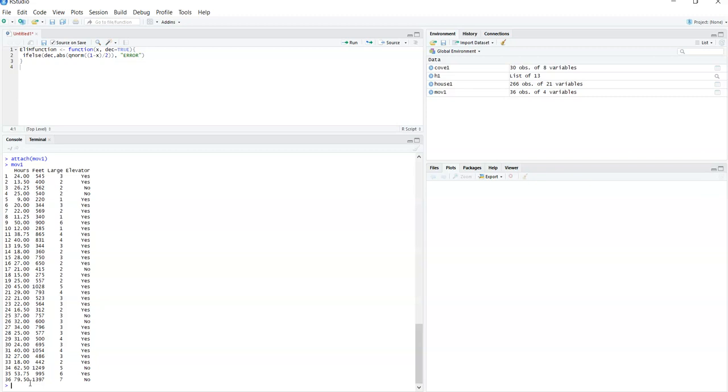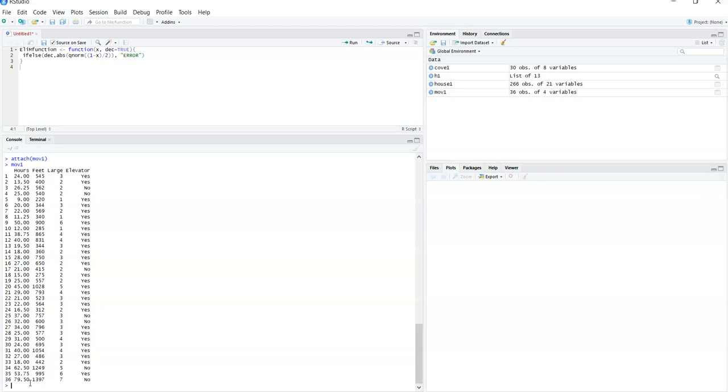If you want to load this into a CSV file, you can pause the video, type it in, and play along with me if you like. At any moment, you could always pause the video and try to catch up with me. So I've loaded it as move one and I've attached it.